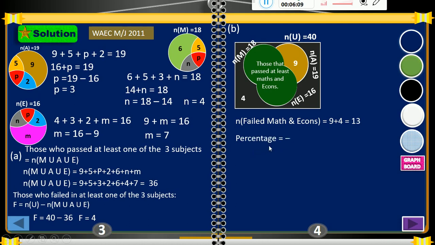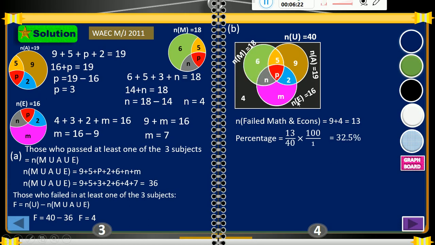Therefore, the percentage of those who failed mathematics and economics will give us 13 over 40 times 100. And that will give us 32.5%. Now those who passed accounts are 19. Then those who failed accounts should be 40, the total number of students in the class, minus 19, those who passed accounts.